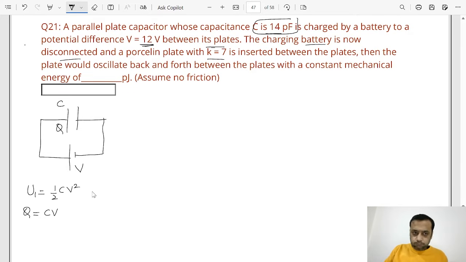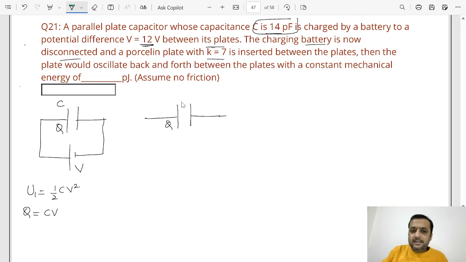Now what do you do? We disconnect the battery. That means charge, you must understand, will remain constant. Now we are inserting a porcelain plate here. That means its capacitance is going to get increased by a factor of 7. Now you might have done this kind of question, but this question is asking a different thing. I'll come to this.